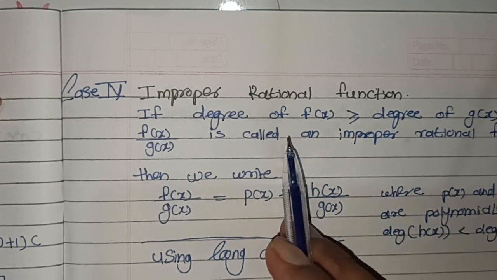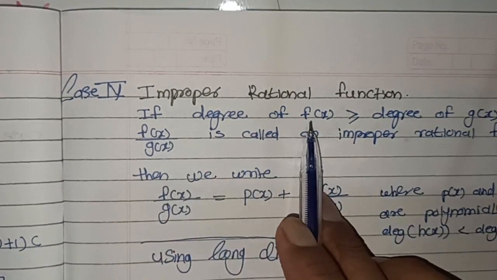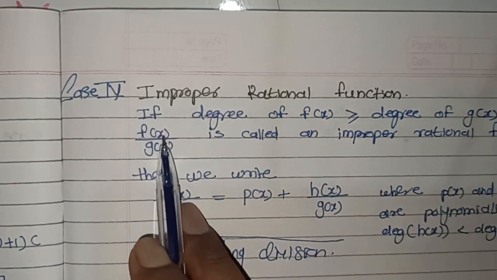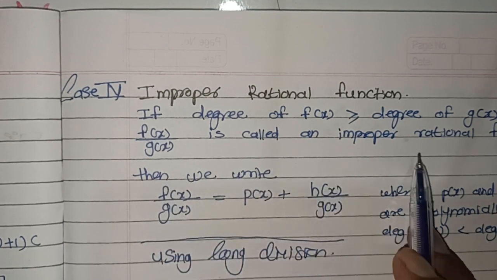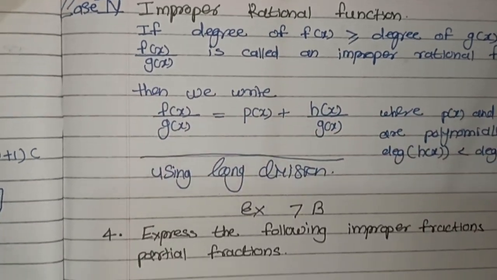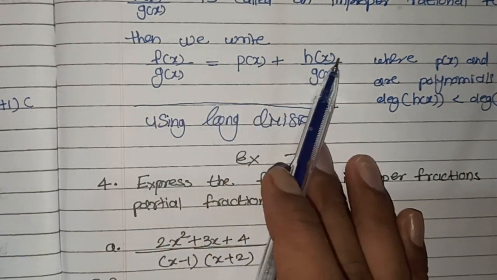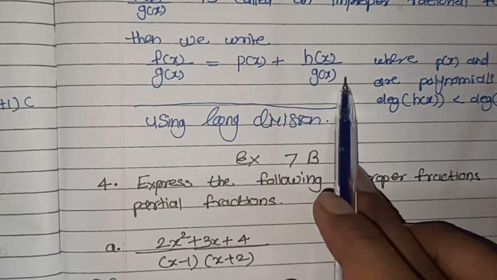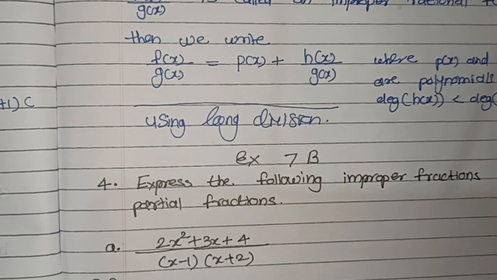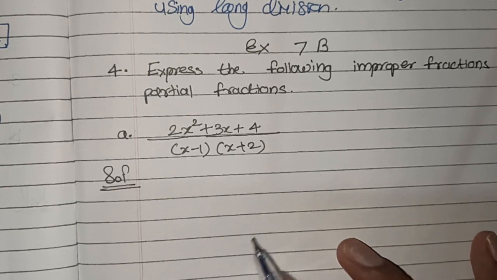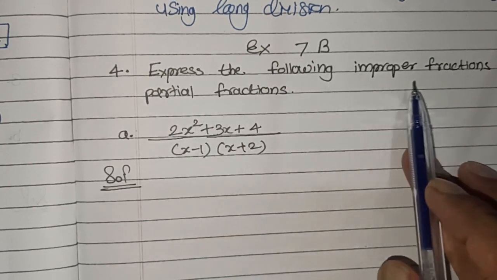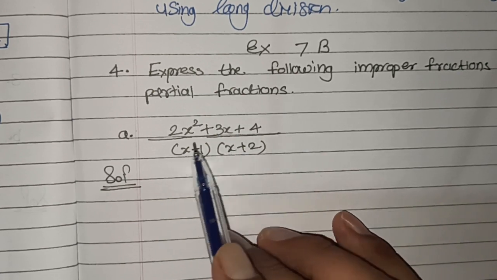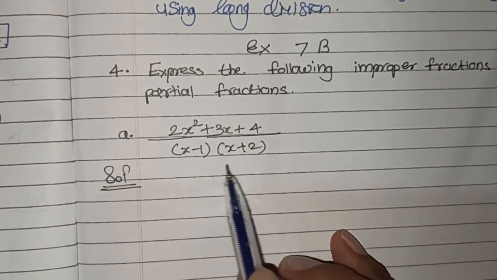Okay. What is an improper rational function? If the degree of f of x is greater than or equal to degree of g of x, then f of x upon g of x is called an improper rational function. And then we write the improper rational function by using long division as polynomial plus a proper rational function. Okay. So let's see one example. Express the following improper fractions as partial fractions. Okay. Here first check the degree of numerator as well as degree of denominator.